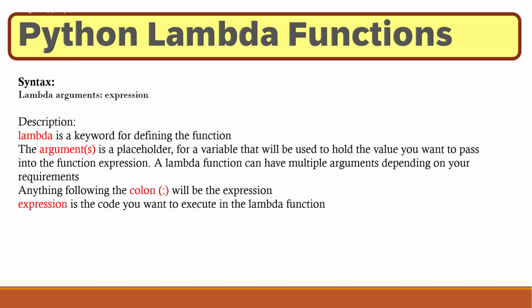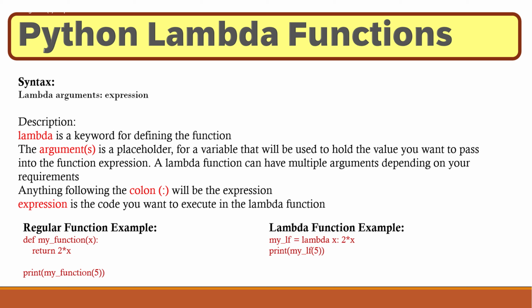And a Lambda function can have multiple arguments depending on your requirements. And then anything following the colon will be the expression. And the expression is the code itself you want to execute in the Lambda function. So we can see the regular function on the left hand side, and it starts with the def keyword followed by the function name. On the right hand side, although we have put it in my_lf, a variable, it doesn't have to go into a variable, it can be specified on its own. So Lambda, the arguments, colon, followed by the expression.